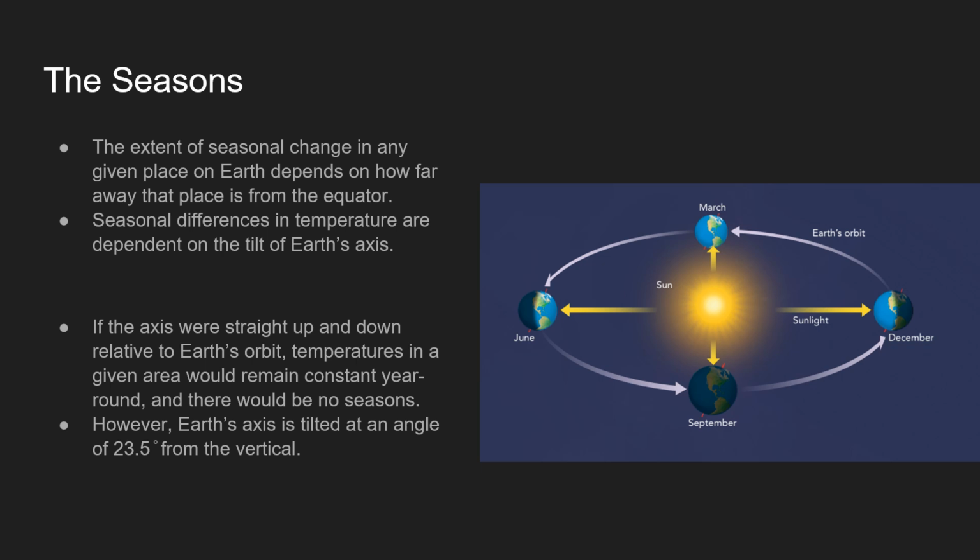The seasons. The extent of seasonal change in any given place on Earth depends on how far away that place is from the equator. Seasonal differences in temperature are dependent on the tilt of Earth's axis. So if the axis were straight up and down relative to Earth's orbit, temperatures in a given area would remain constant year-round, and there would be no seasons. However, Earth's axis is tilted at an angle of 23.5 degrees from the vertical.